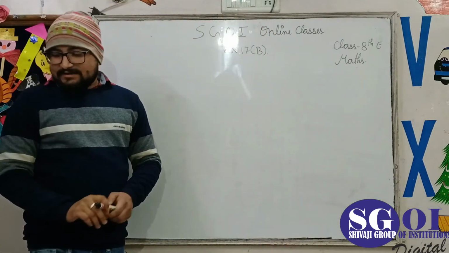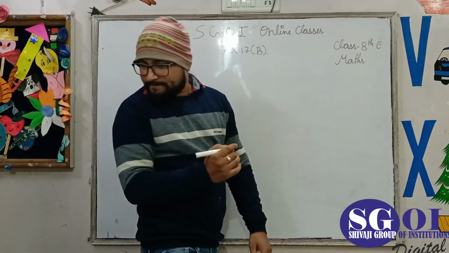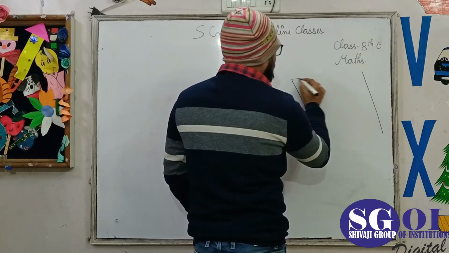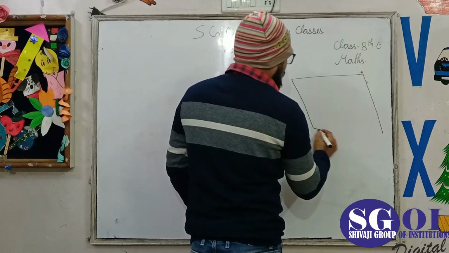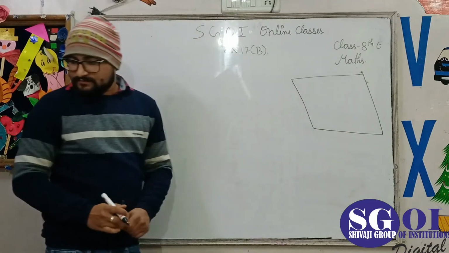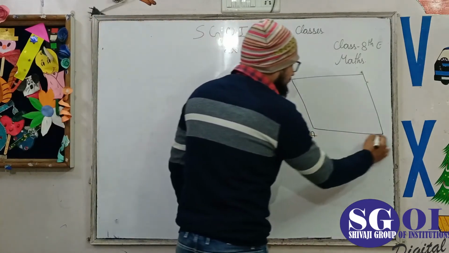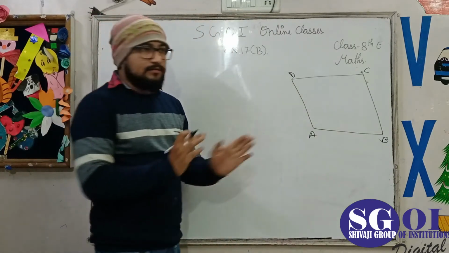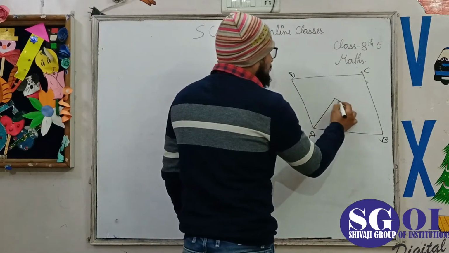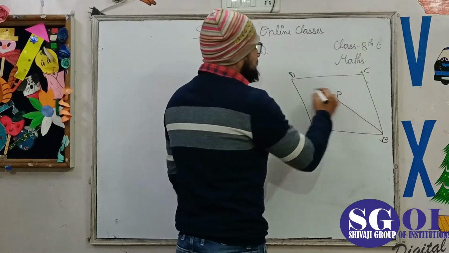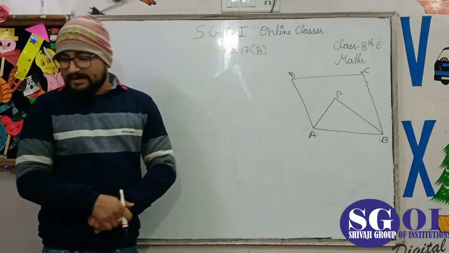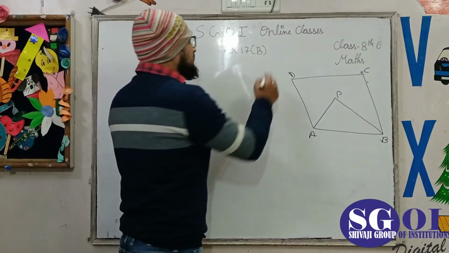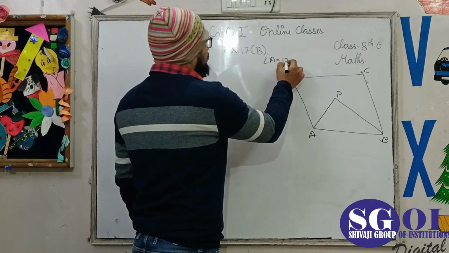Question number 12 is saying that there is a figure given here. There is a figure given that is ABCD. ABCD is a quadrilateral and they are saying that this is a parallelogram. And this is point P. ABCD is a parallelogram, and it is saying that angle A is equal to 120 degrees. It is given that angle A is equal to 120 degrees.